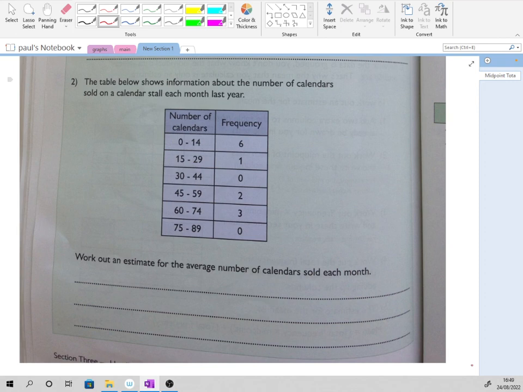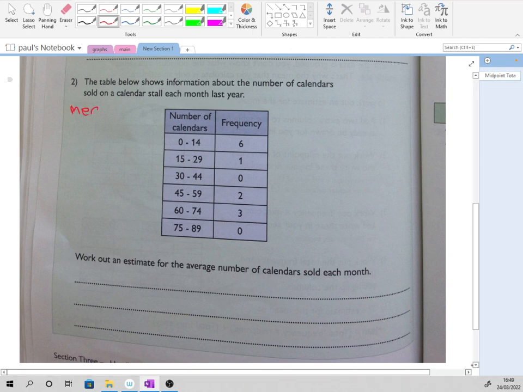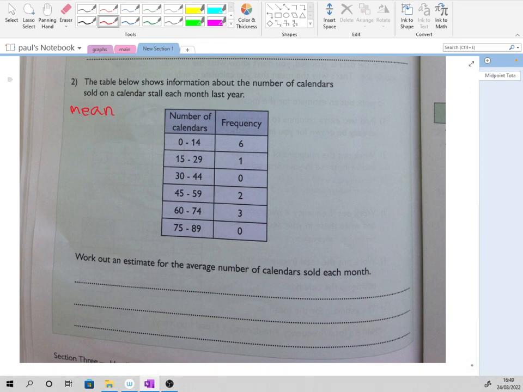But I would imagine we're going to do, let's do the mean. Let's find the mean whilst we're in the mean mode. We could do the median as well. Yeah, let's do the mean first. So we need a midpoint and we need a total. So let's count this up. 6, 7, 8, 9, 10, 11, 12. So 12 all together. And the midpoint of 0 and 14 is 7.